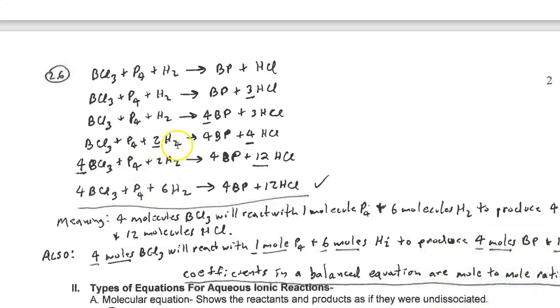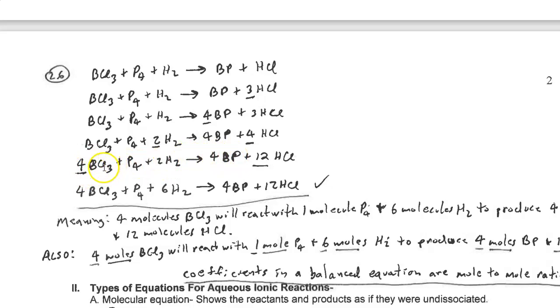Well, we've gone through everything once, so we're going to go back around. So we're going to go back to the borons. How many borons here? 1. How many borons here? 4. Okay, so we messed up our borons. So how are we going to fix that? Well, we're going to put a 4 in front of the BCl3. 4 BCl3s gives me 4 borons. 4 borons. Okay? But when we did that, we messed up our chlorines.